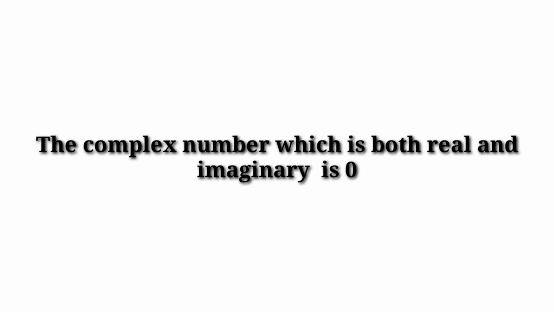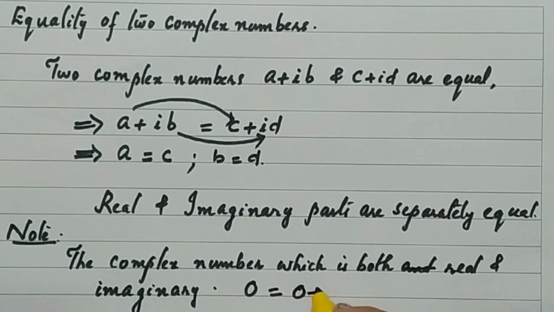The complex number which is both real and imaginary is 0. 0 can be written as 0 plus i0. So 0 can be thought of as a real part if you consider i into 0 equal to 0. And if you consider this 0, you can say it is purely imaginary. So the complex number which is both real as well as imaginary is 0. 0 is a complex number. From this, note one more point: 0 is a complex number which can be written as 0 plus i0.